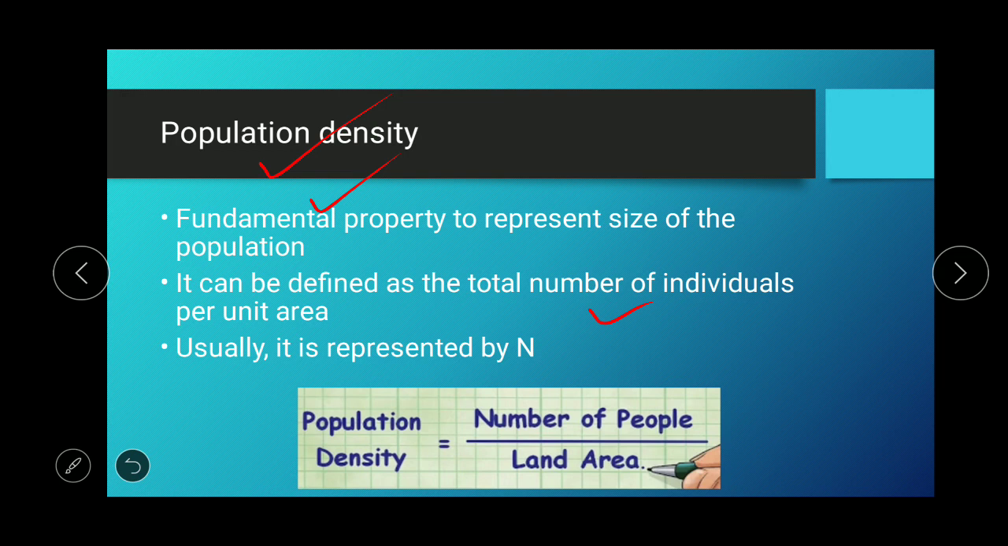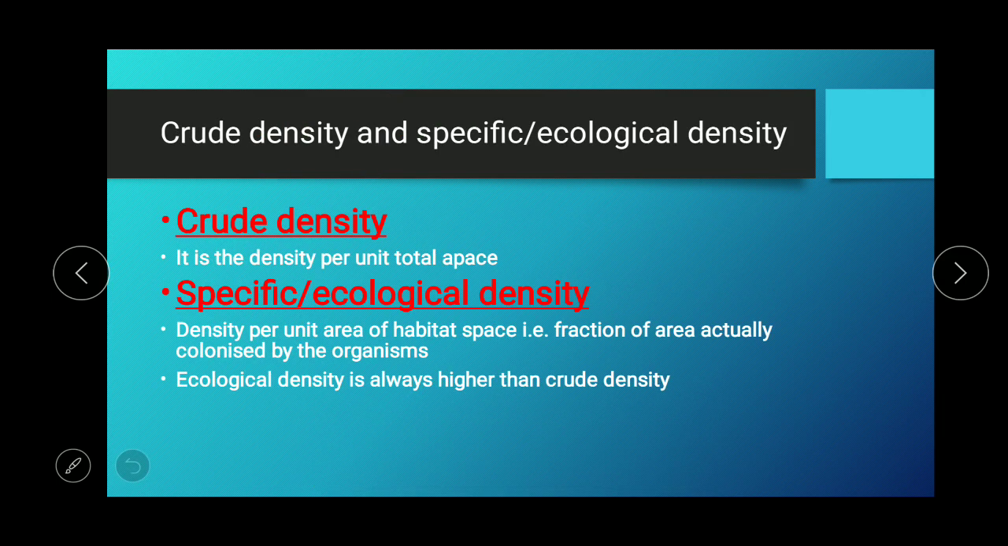So this represents the number of people, organisms or individuals that are residing in a unit area. This is represented by the symbol N, and the formula is like this: population density equals number of people or number of individuals divided by land area. So ultimately we can define this as the number of individuals per unit area.